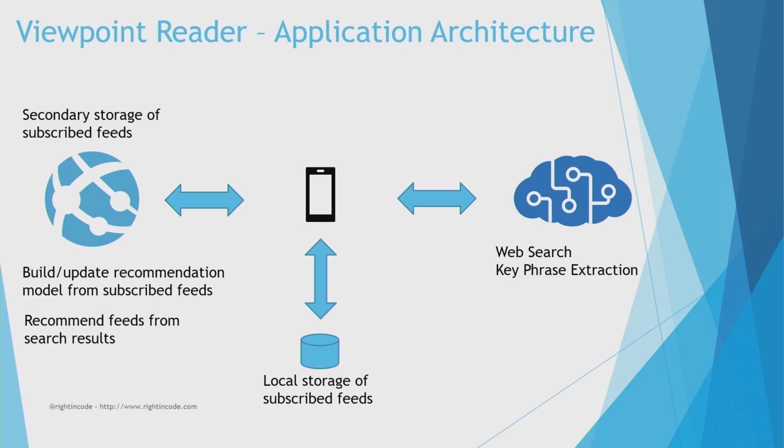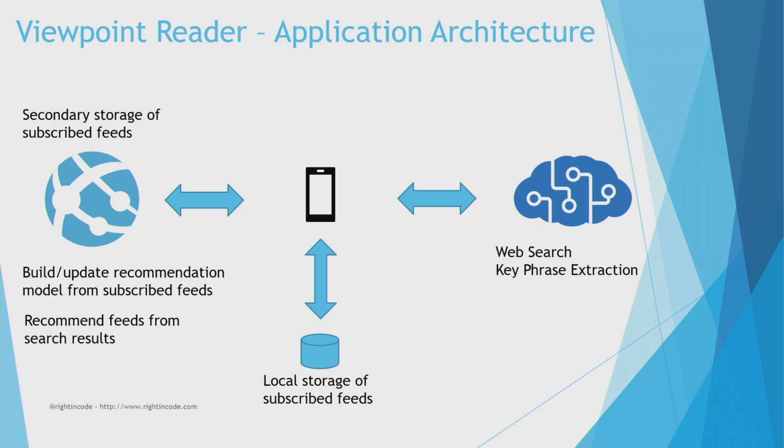Also, in Azure, we build and update the recommendation model from the subscribed feeds. And that's then fed back when we switch over to the recommended tab. You see the force ranked feeds based upon their scoring. Okay, so that's how it all comes together. Any questions on any of that?